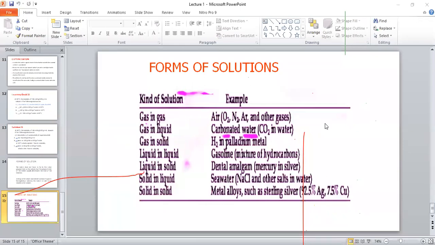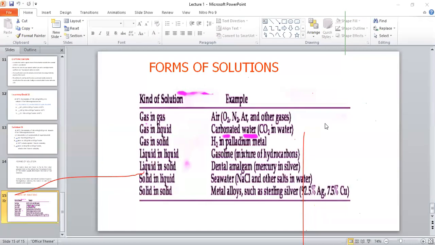Let me take the one I say gas in liquid. You know the two of them are not in the same state. This is gaseous state, this is liquid state. Now gas in liquid, gas is a solute that is in the solvent. The solvent is water, and the solvent here is a liquid. So gas is going into the solvent. So it's the solvent that determines what state of that solution it will be.